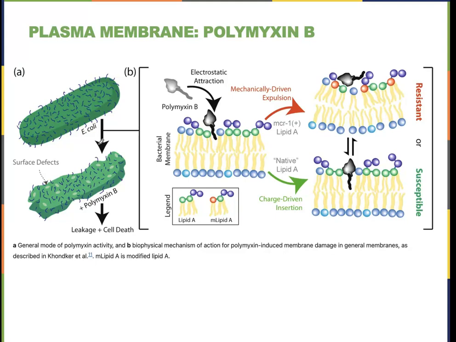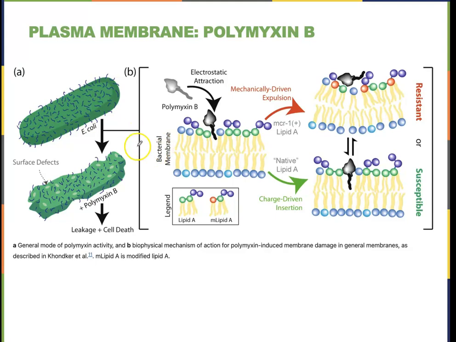It's a selectively permeable barrier, and when it's disrupted, you can cause leakage of all kinds of nutrients. The cell will lose water. All different kinds of mayhem will go on. So the membrane is disrupted with polymyxin B.